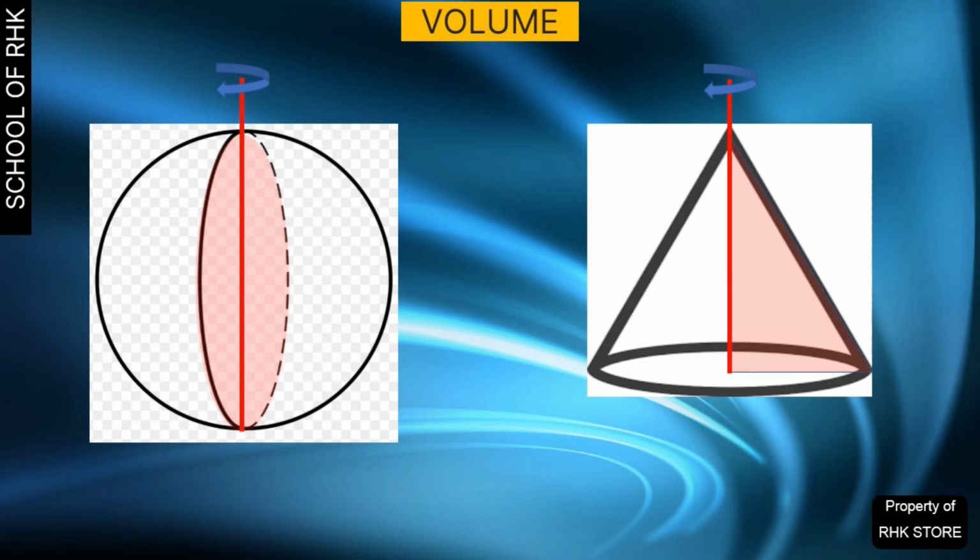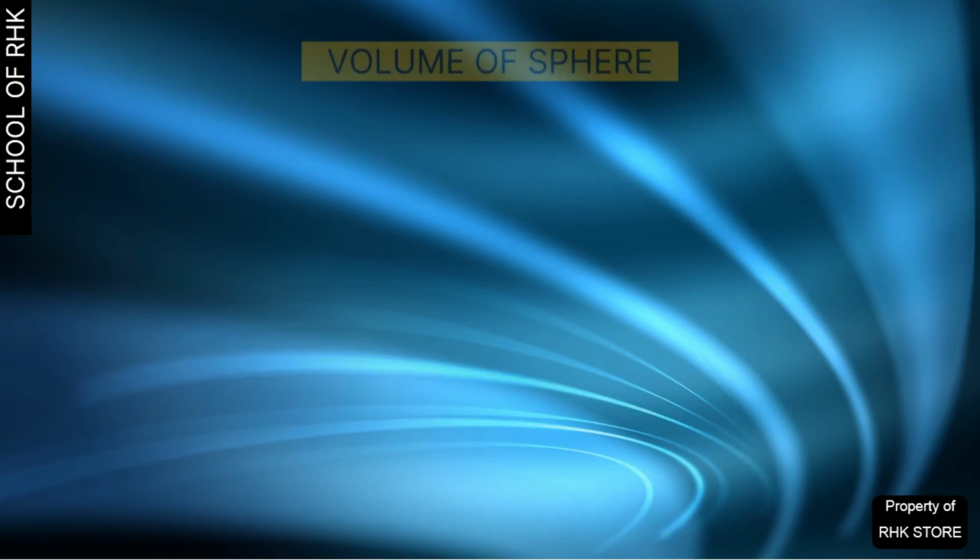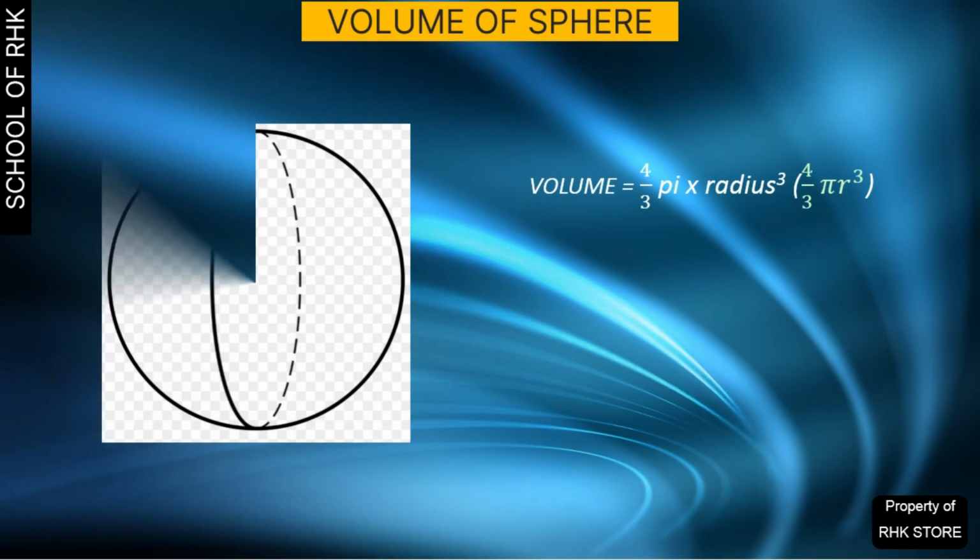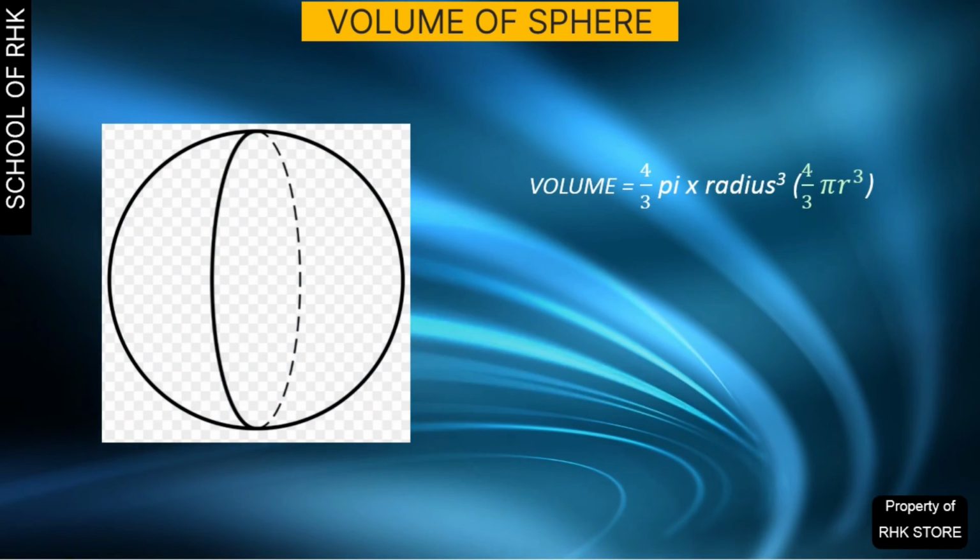The formulas for finding the volumes of a sphere and a cone are more complicated to explain and demand a separate tutorial of their own. So for now, it is best if we just memorize the formulas so we can use them on tests if we need to. Volume of a sphere equals 4/3 times pi times radius cubed.